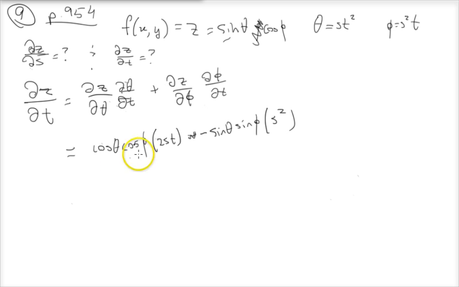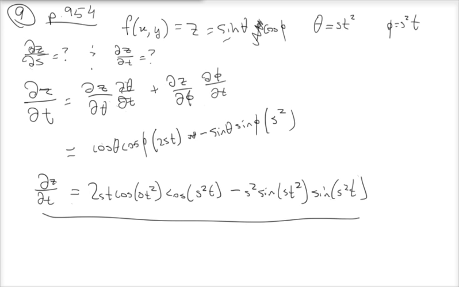And so now we can plug in these expressions of s and t for our intermediate variables, theta and phi, and that'll look like this. That is the partial derivative of z with respect to t.